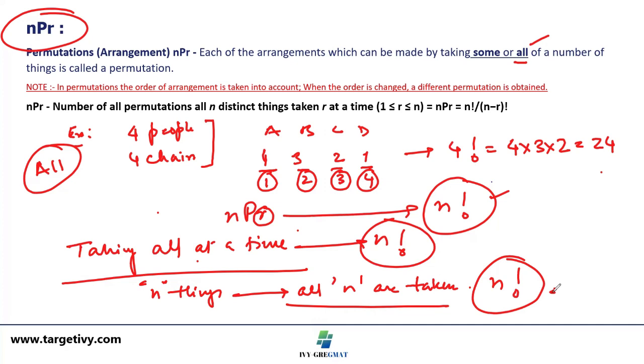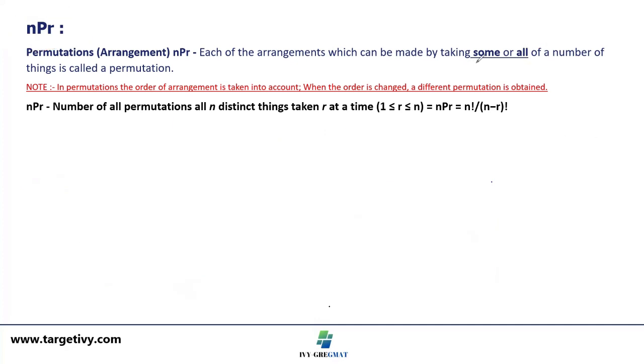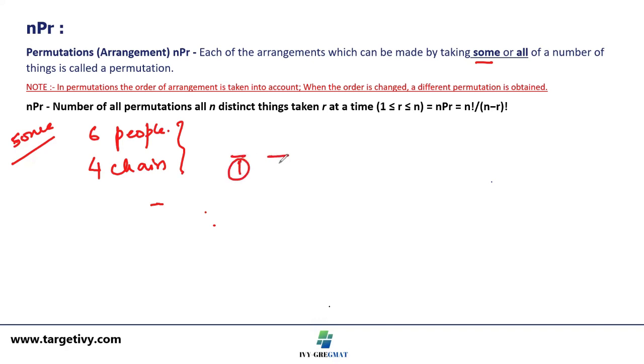But this is not the only case. It may be some at a time. So let's take a some-at-a-time example. Say there are 6 people. There are 6 people, but there are 4 chairs. So obviously some people will remain standing. So let's arrange the chairs. Chair number 1, 2, 3, and 4. They are the 4 chairs.